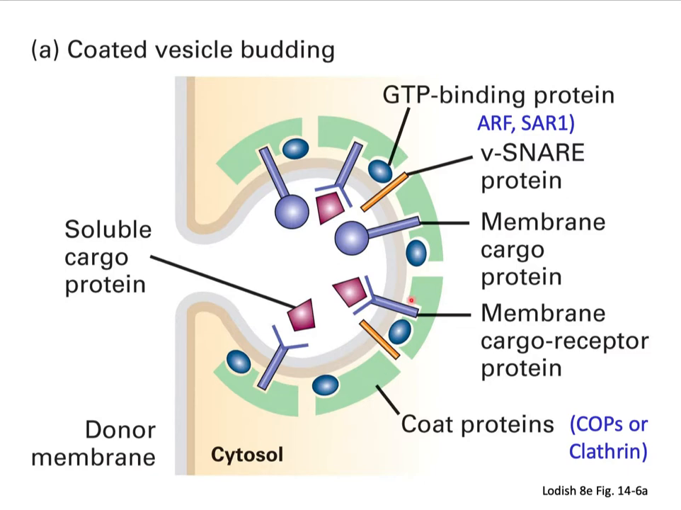So this is what it really looks like in close view. So here is your vesicle forming, and these small blue circles are the GTPases such as ARF or SAR1.